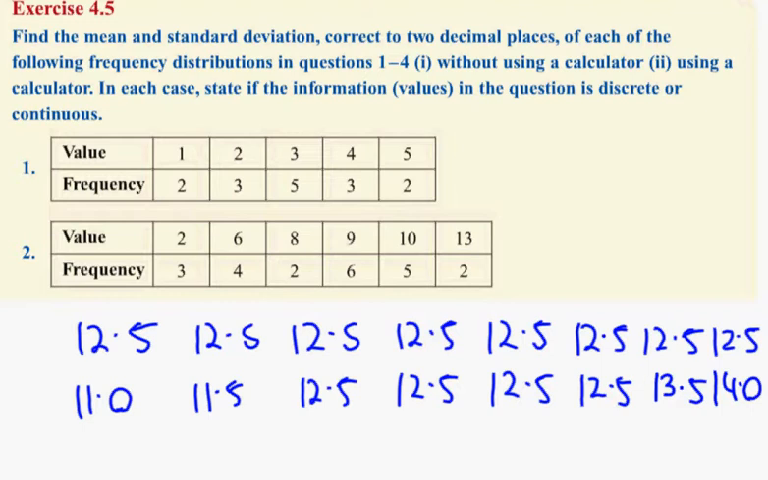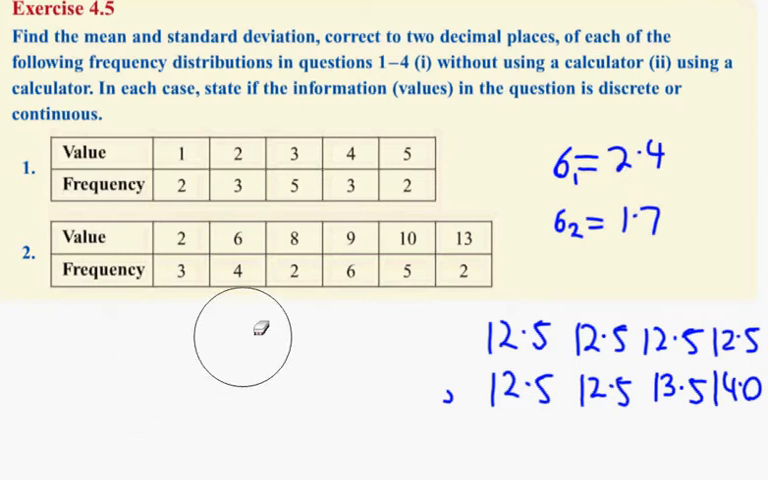So, if you had 2 races, and I said race 1 has a standard deviation of 2.4, but race 2 has a standard deviation of 1.7. Which race is considered to be more competitive? 2, because all the scores are closer together. Is that okay? Perfect.